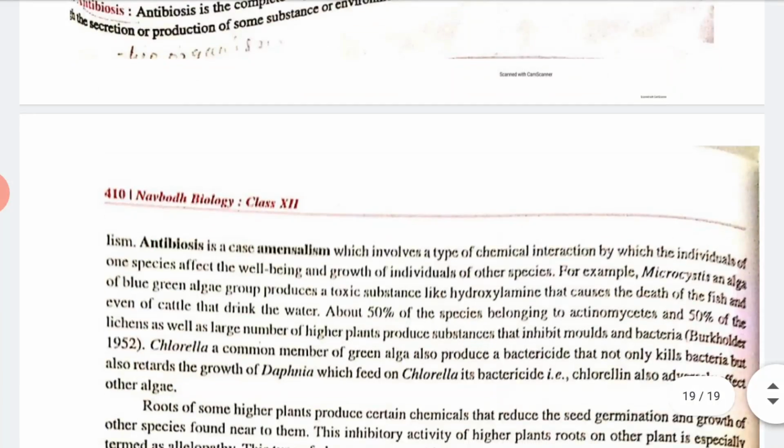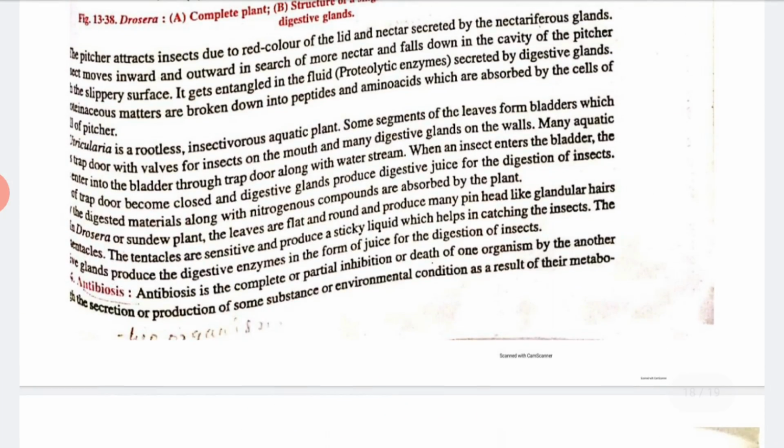Okay, now the last, let us talk about antibiosis. Antibiosis is the complete or partial inhibition or death of one organism by another, through the secretion or production of some substances, or environmental conditions, as a result of their metabolism. So antibiosis involves a type of chemical interaction by which individuals of one species affect the well-being and growth of individuals of another species. For example, Microcystis, a blue-green algae, produces a toxic substance, right.